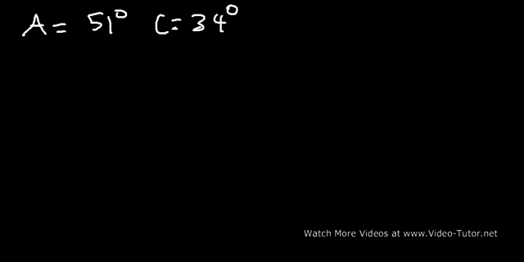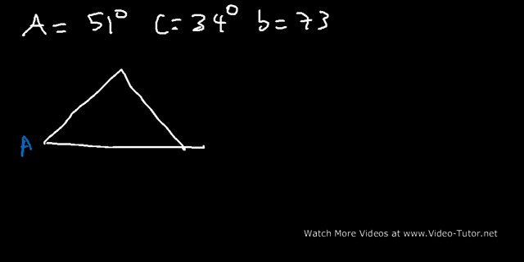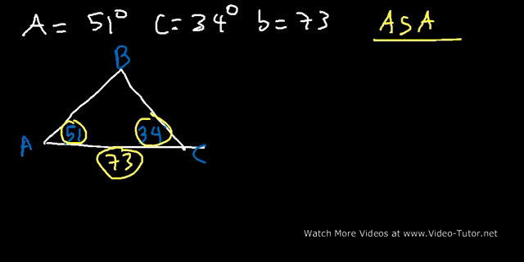Now let's look at the second scenario, ASA. We're going to have an angle, 51 degrees, another angle, 34, and a side, which is 73. Now it sounds similar to the last problem because we had two angles and a side, but this one's a little bit different. So this is angle A, angle B, angle C. Angle A is 51 degrees, angle C is 34, and we have side B, which is 73. If you analyze it from left to right, we have an angle, side, angle. So this is the ASA, angle side angle, condition rather than SAA, which was side angle angle.